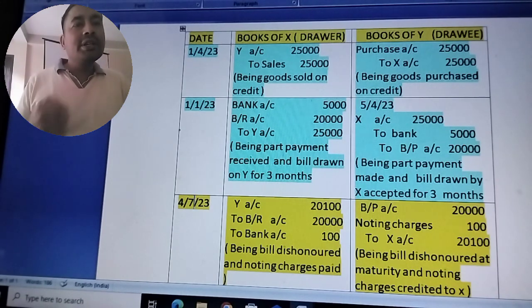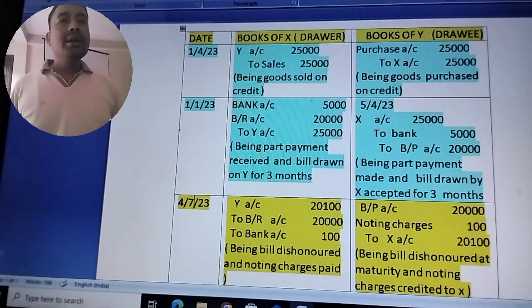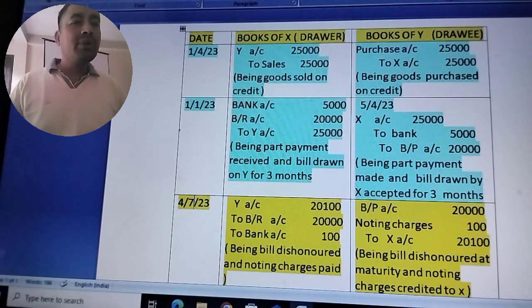So Y purchased goods on credit from X. When goods are purchased on credit, the entry will be purchase account debit to creditor. Who is the creditor? X is the creditor. So purchase account debit to X account 25,000. Second entry on 1/4/23, he has to pass the entry for the cash payment of 5,000 and bill acceptance for 20,000. So when he paid to X, then Y will pass the entry of X account to bank. X account to bank for 5,000. So X is the receiver, X account to bank.